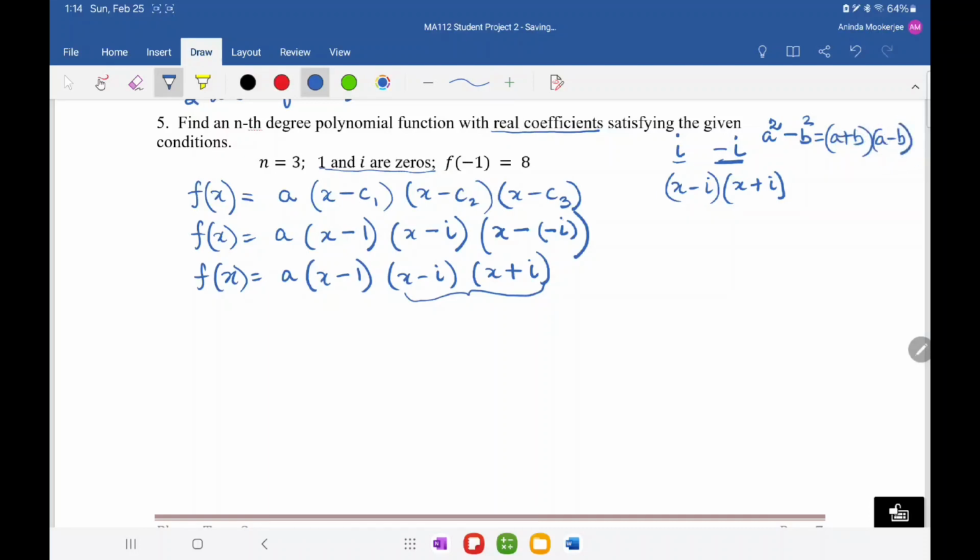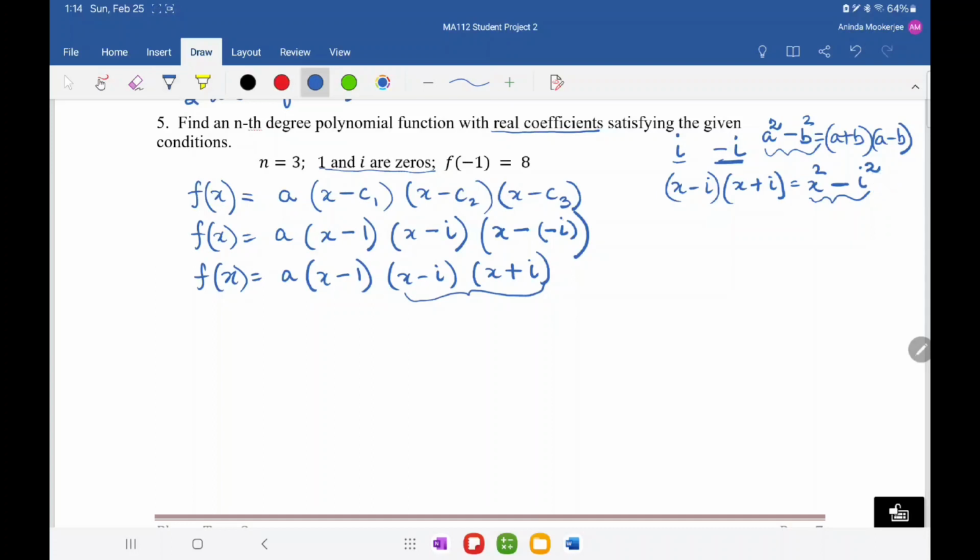We had learned this before, and I'm going to apply this for x minus i times x plus i. So just square x and we get x squared, and then minus i squared. So I get x squared minus i squared. However, I have to work further on this because i squared is a real number.